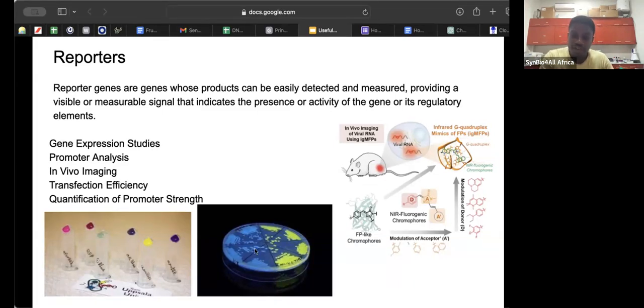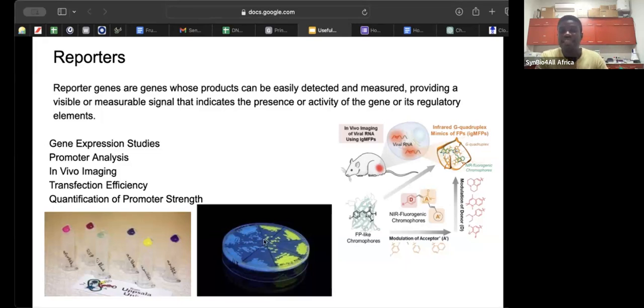So with this one, this image in the middle here, they are fluorescent proteins. So you have to basically use either a dark room or excite the bacteria to be able to see the color.